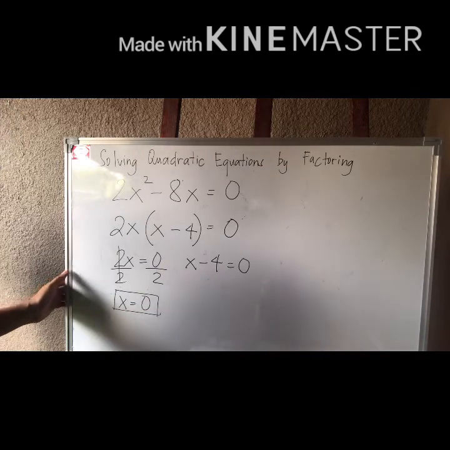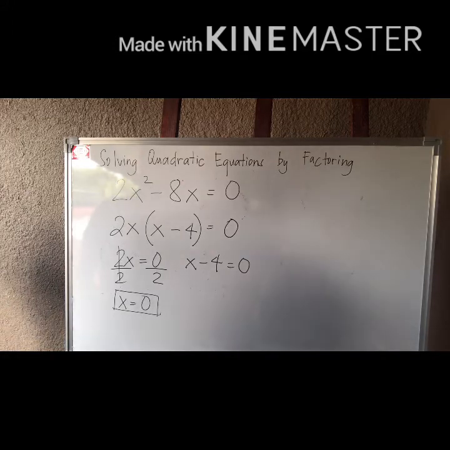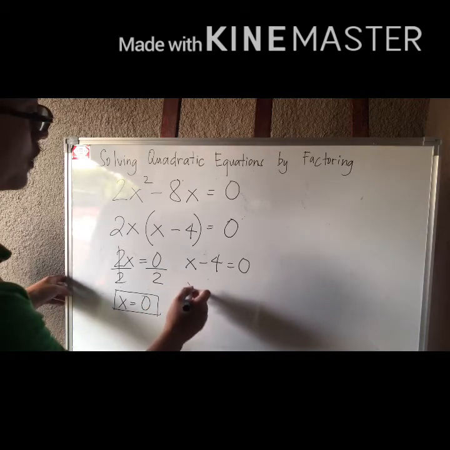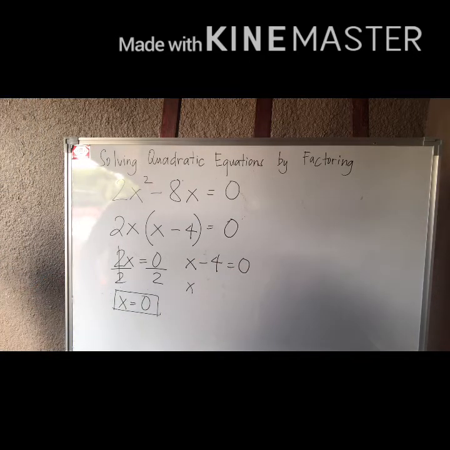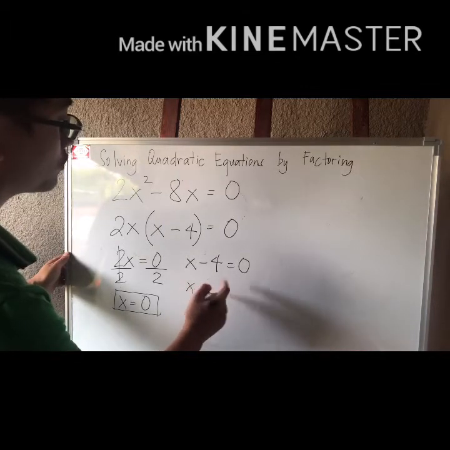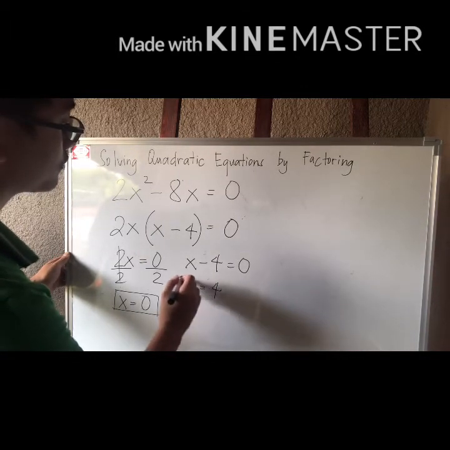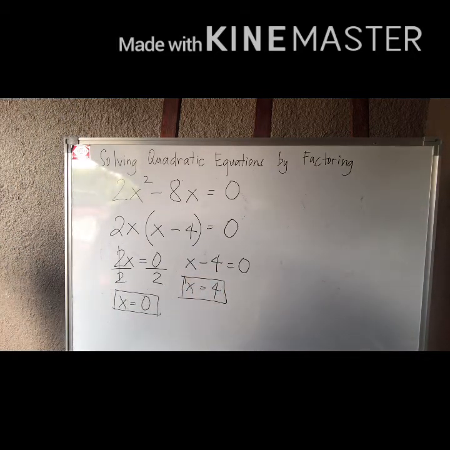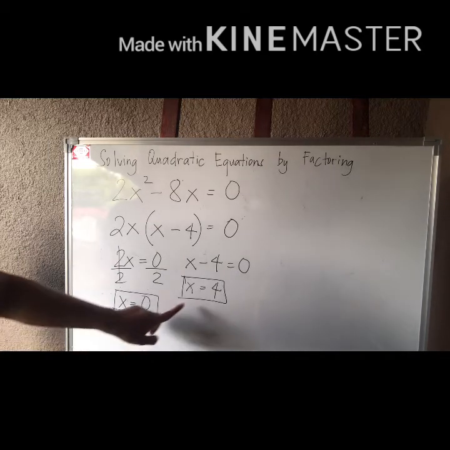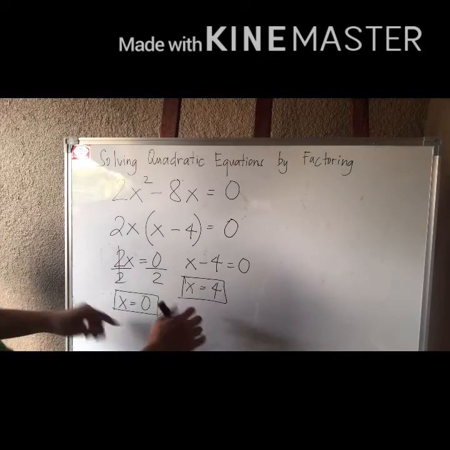On the other zero property, you have x minus 4 equals 0. X equals, you just transpose this to the other side, or you may apply the additive inverse property of equality, that is x is equal to 4. Just transpose negative 4 to the right side, then make it positive. So you will see here that the solutions are 0 and 4.